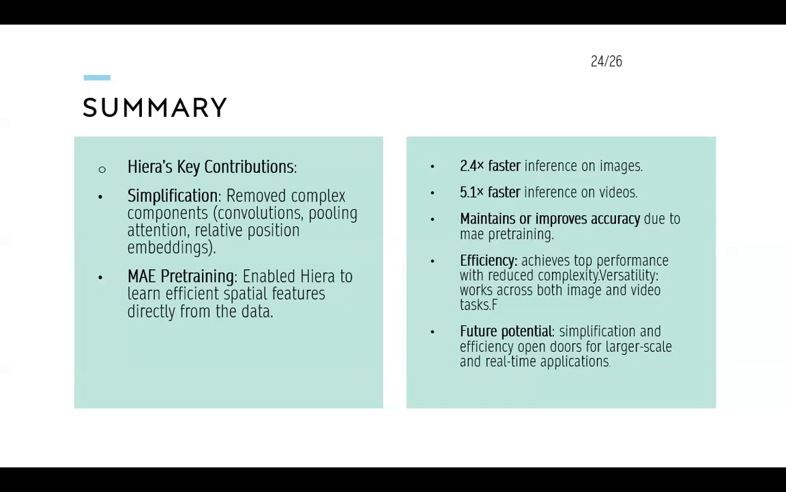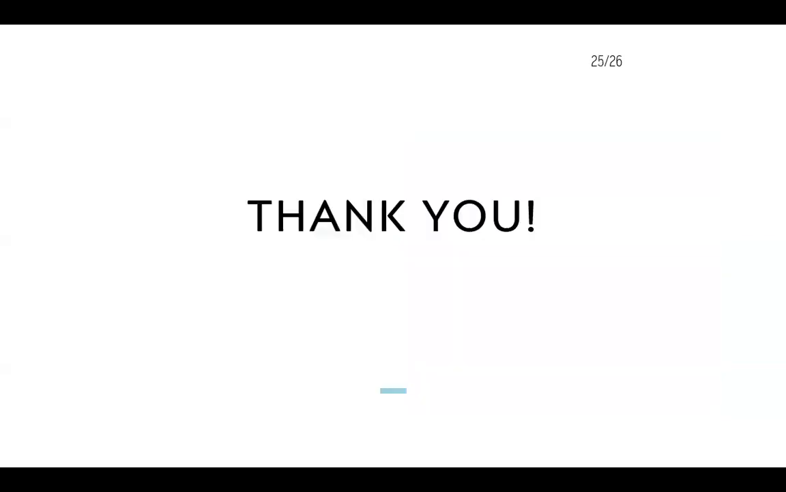A bit of a summary: Hiera's key contributions were that it simplified itself by removing complex components, and it enabled masked autoencoding pre-training, which enabled Hiera to learn efficient spatial features directly from the data. The results were that it was 2.4 times faster on images, 5.1 times faster on videos, and it was still able to maintain or improve accuracy due to MAE pre-training. It was super efficient, and a lot of it has future potential for opening doors to large-scale and real-time applications. That's pretty much most of the talk.